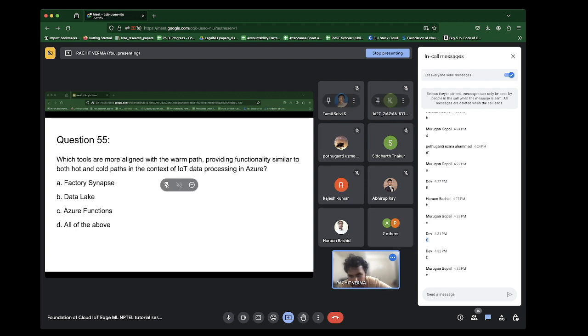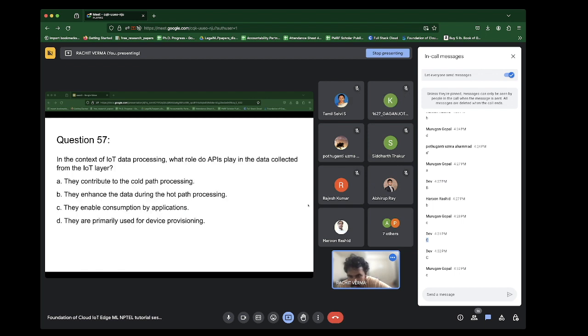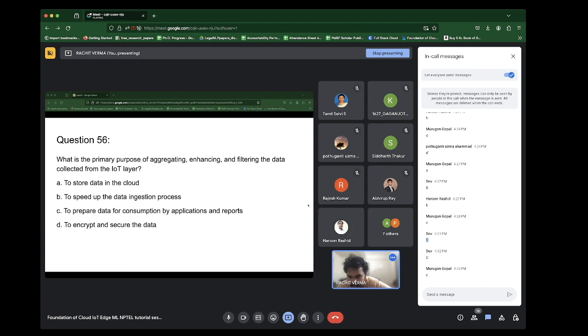So which tools are... wait, I think let's skip this, we don't have time. Okay, let's do this one maybe.